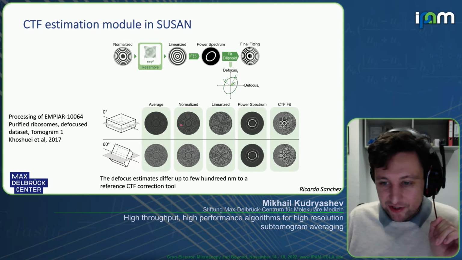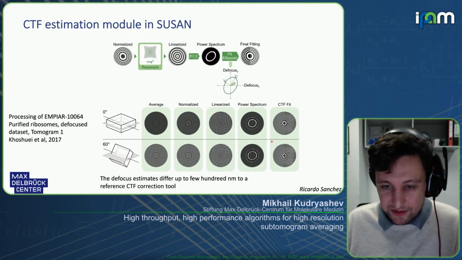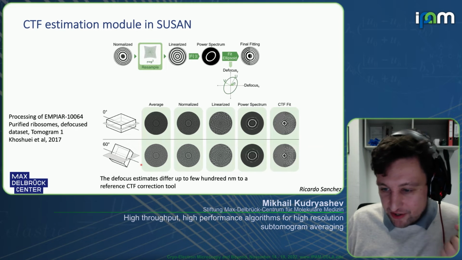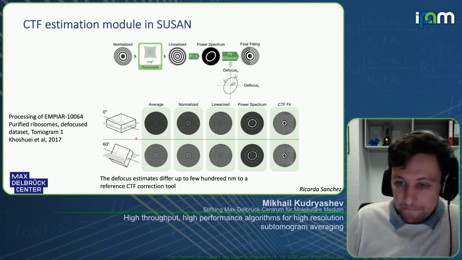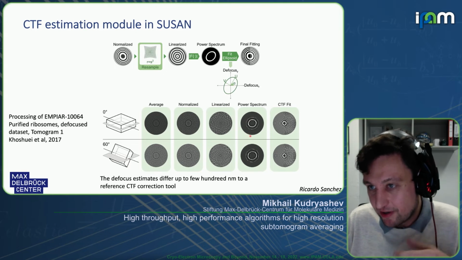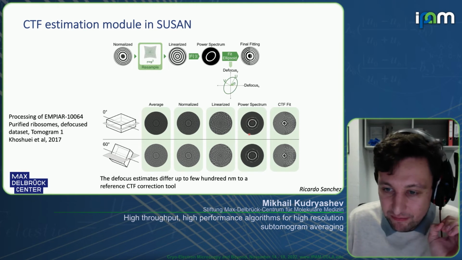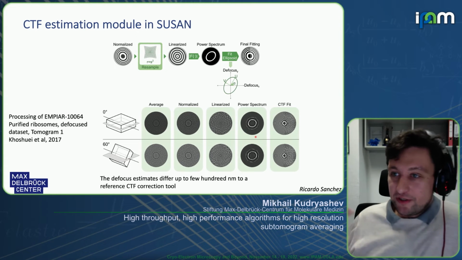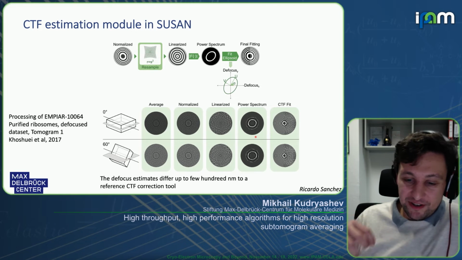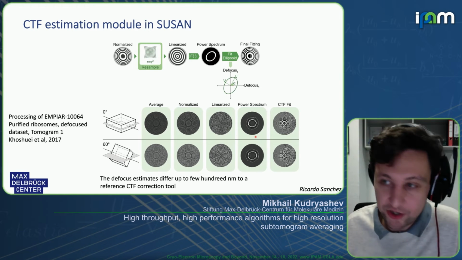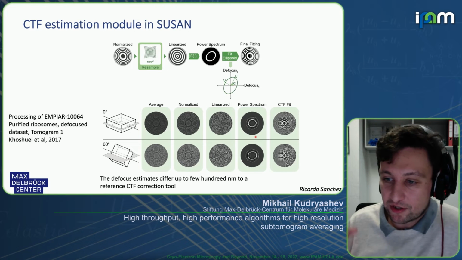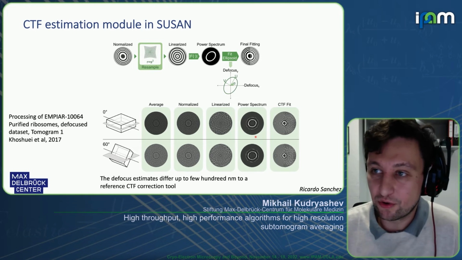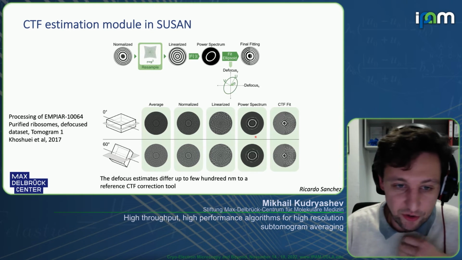So this is an example for the untilted image. It doesn't give much of an improvement, but for the tilted image, this actually gives a significant improvement. And so you can see that the power spectrum is being fit with the ellipsoid of the actual defocus. And then after which you can go back to the original data. The difference in defocus estimation between the reference CTF correction tool and what Ricardo gets is sometimes up to 200 nanometers, which is a significant difference when you convert it to differences in your potential resolution.